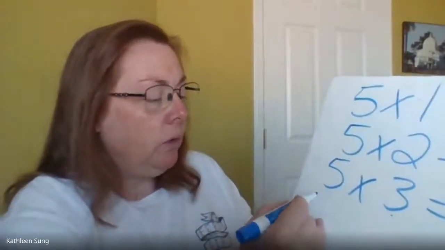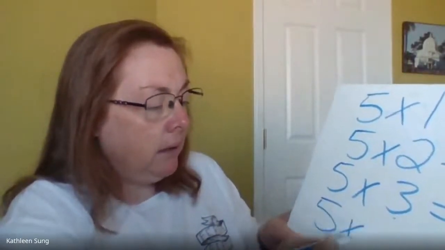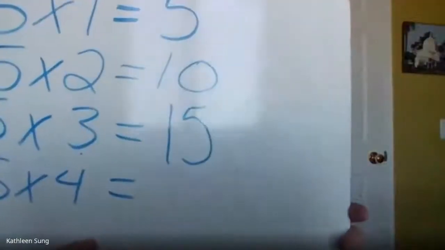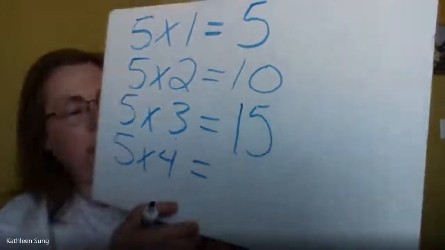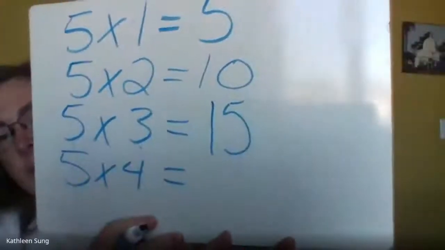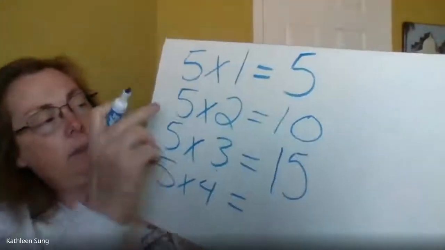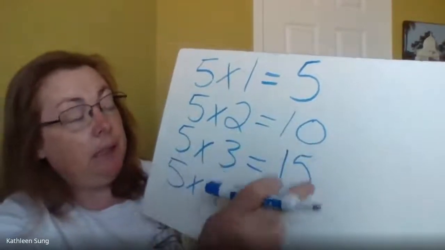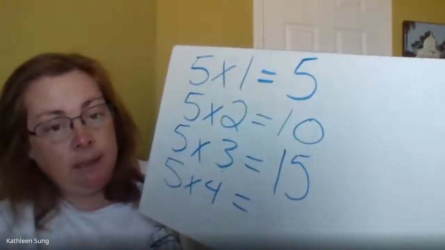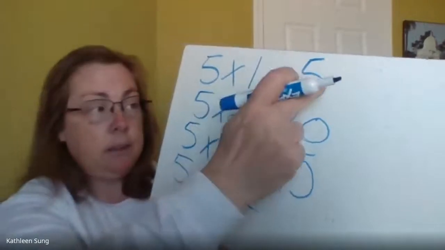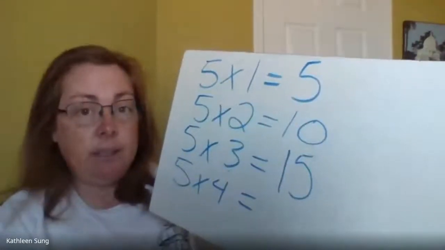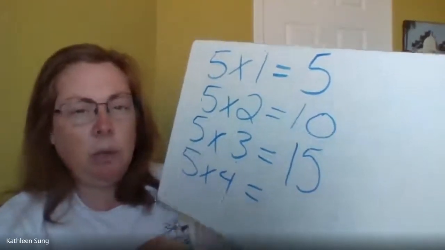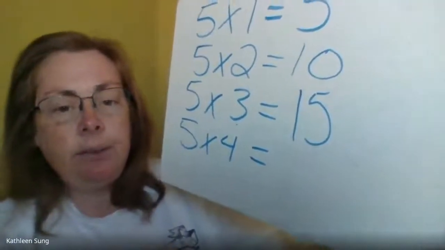Right. So now I want you to stop the video and predict what you think 5 times 4 is going to be. If we look at our answers, 5 times 1 is 5, 5 times 2 is 10, 5 times 3 is 15. Based on our increasing pattern here, where our pattern started at 5 and is increasing by 5 each time, well, increase means get bigger. What would you predict our 5 times 4 would be?